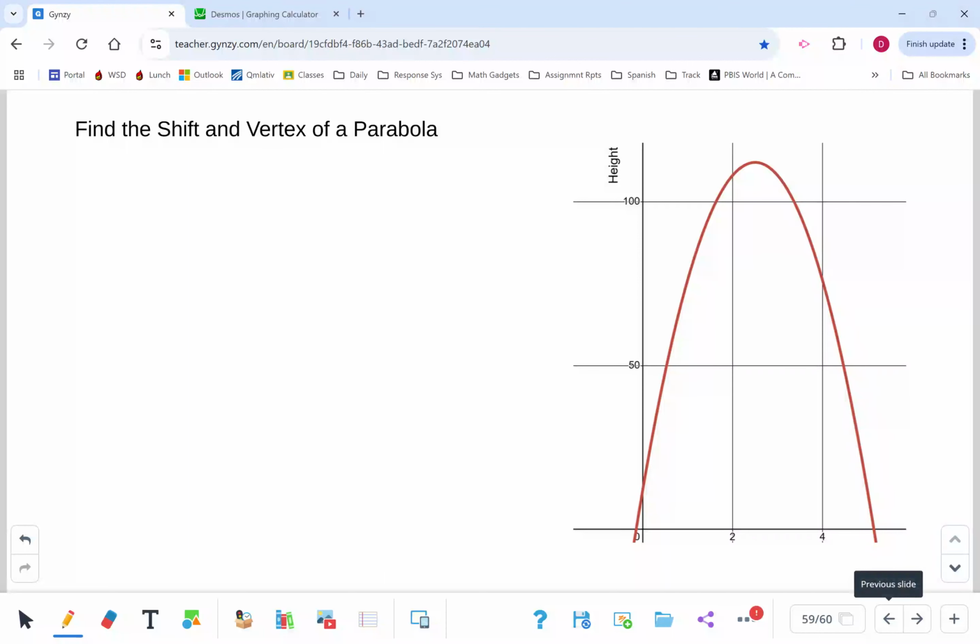Okay, well, we're looking at finding the horizontal shift, excuse me, that should say horizontal, and the vertex of a parabola. A parabola is the shape that you get when you graph a quadratic equation. So let's just say the equation for this one is negative 16t squared plus 180t plus, let's say 40.